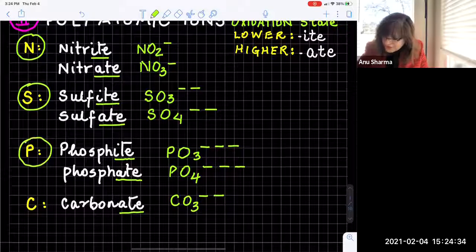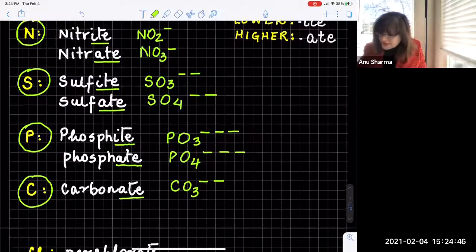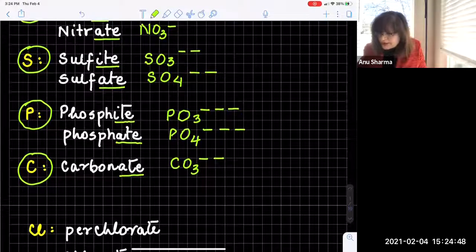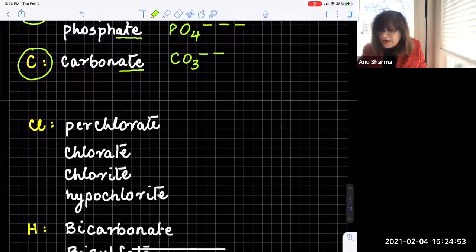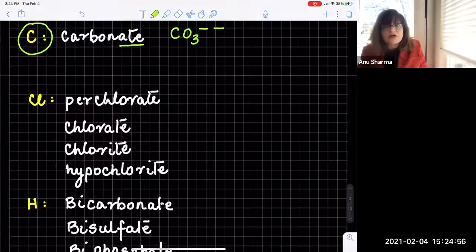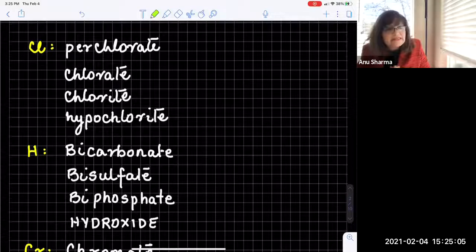So sulfur will combine with 3 oxygens, and sulfur can also combine with 4 oxygens. So 3 oxygens will give the name ite, and 4 oxygens is going to give the name ate. Phosphite similarly has 4 and 3 capability of combining with oxygens. 3 oxygens, ite; 4 oxygens, ate. Carbonate does not have any lower state with oxygen. It only has one state, the maximum state with 3 oxygens, and so 2 negative charges. Now this is one thing. Next is chlorine.